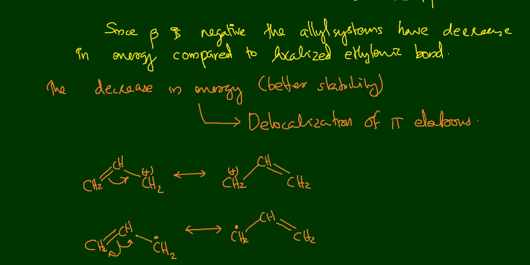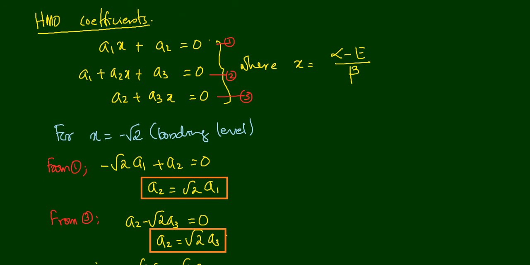Okay, and from these equations, A1 x plus A2 is equal to 0, A1 plus A2 x plus A3 is equal to 0, A2 plus A3 x is equal to 0, from these three equations we can go for determining the HMO coefficients. Let us first consider the case of the bonding level. And for the bonding level, x is equal to minus root 2.